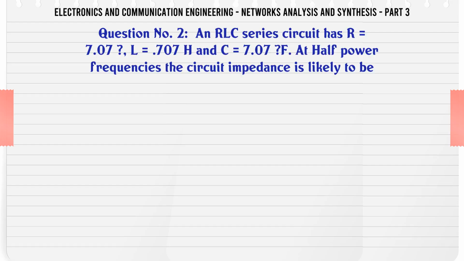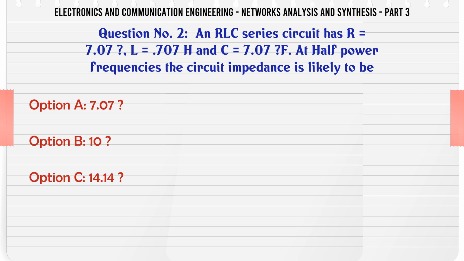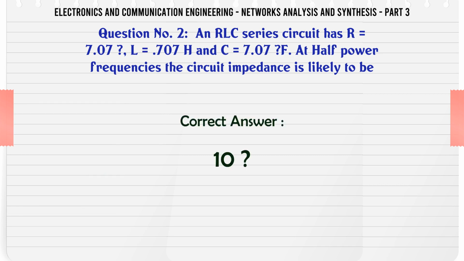An RLC series circuit has R = 7.07, L = 0.707 H and C = 7.07 F. At half power frequencies the circuit impedance is likely to be A 7.07, B 10, C 14.14, D 20. The correct answer is 10.